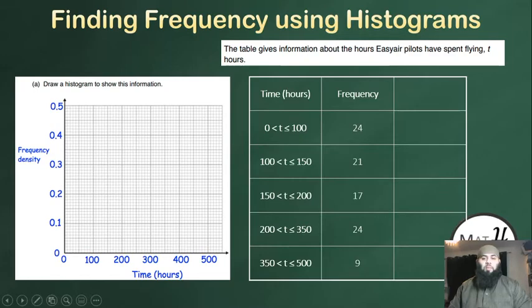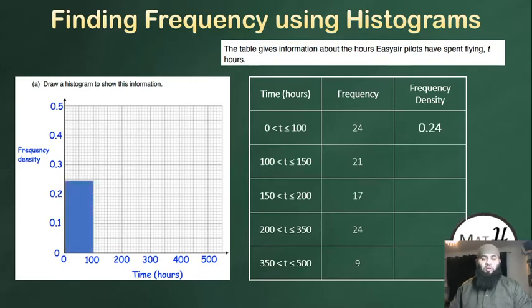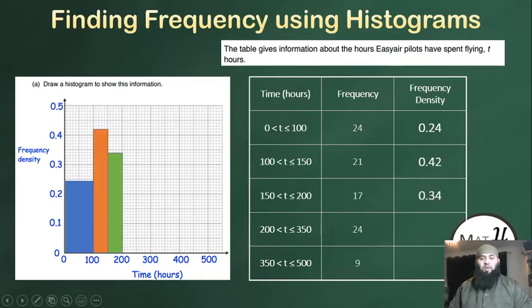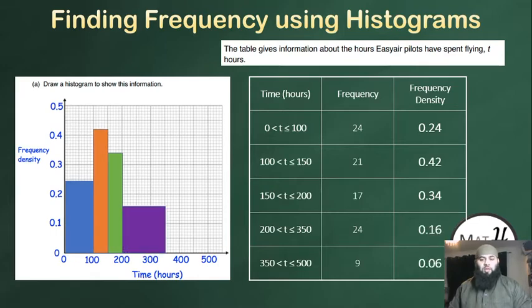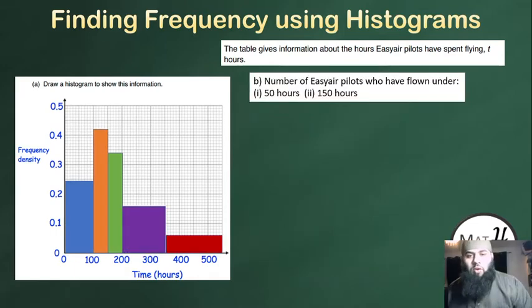Again, this is quite simple from what we covered in the first lesson. So find the frequency density. We just want to plot the graph. We find that the frequency divided by the difference in time gives us 0.24, and so on and so forth. This is our main graph that we have. That being done, we're going to go to the main question that we're focusing on today, which is the number of Easy Air pilots who have flown under 50 hours.